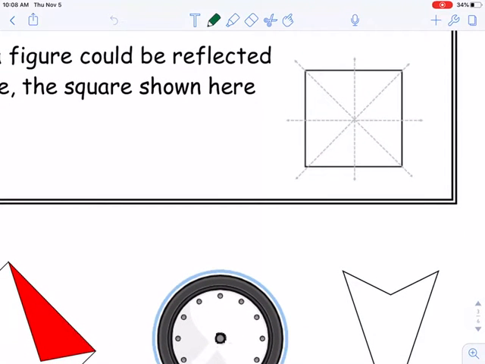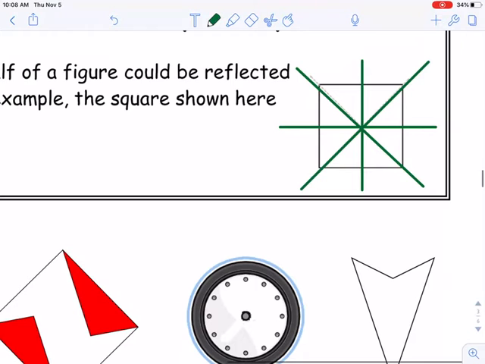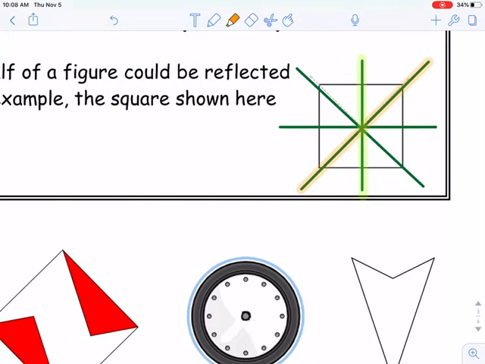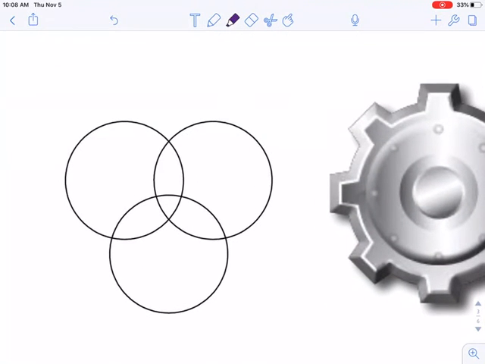So your cell phone screen actually works as a great mirror. If you put your cell phone screen here, or a mirror in general, here, here, or here, the square would look exactly the same. All right, and what's important is that we don't double count the lines, because some students would say, oh, well, there's 8. No, there's only 1, 2, 3, 4 lines. Only 4 unique lines.